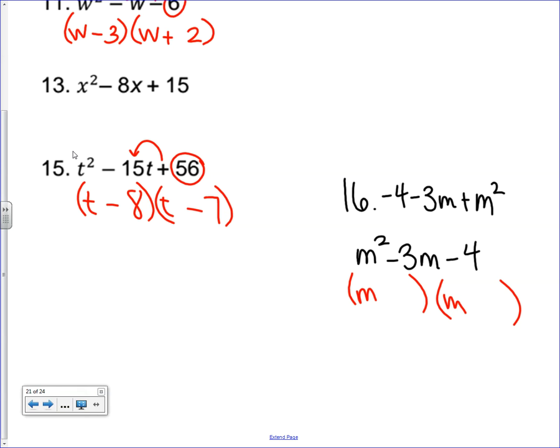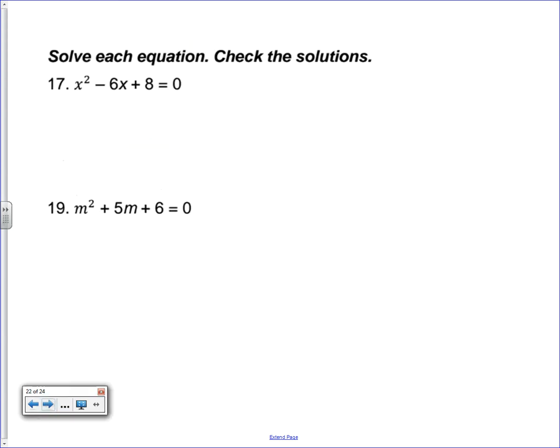I am looking for factors of 4 that will subtract to 3. 4 and 1. Same or different? And the bigger one needs to be negative. I think that's all I'm going to do on that part, if that's okay with you guys. We feel okay with that? Okay, let's go down to the bottom part then. These now all have equal signs. Okay, so we are actually going to need to solve these when we're done. Let's just start with 17.